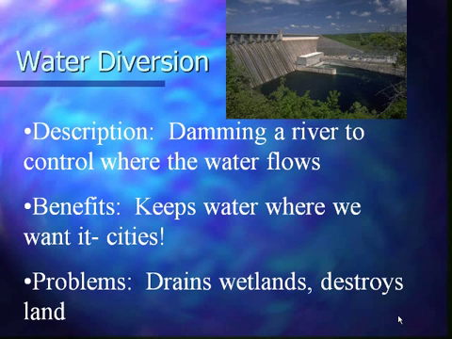Diverting water, moving, not necessarily damming it, but just moving it to control where the water flows. Again, keeps the water where we want it. Same problem down the road. Destroys those wetlands, destroys the land.